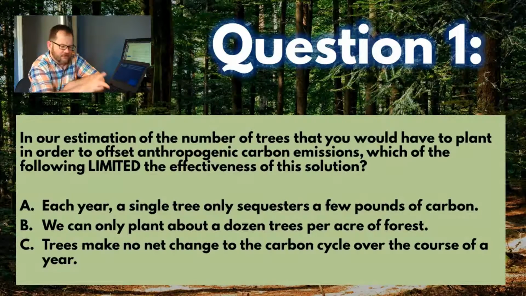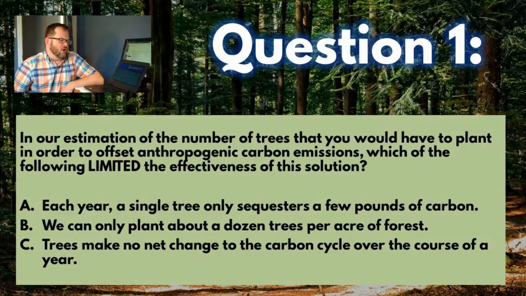Okay. Alright. Before we move forward to other ideas about how we could geoengineer our way out of our global change problem, let's answer 2 quick questions here. Question 1. In our estimation of the number of trees that you would have had to plant in order to offset anthropogenic emissions, which of the following limited the effectiveness of a solution like this? Was it A, each year a single tree actually only sequesters a few pounds of carbon? Was it B, you can only plant about a dozen trees per acre? Or C, trees make no net change to the carbon cycle over the course of a year?